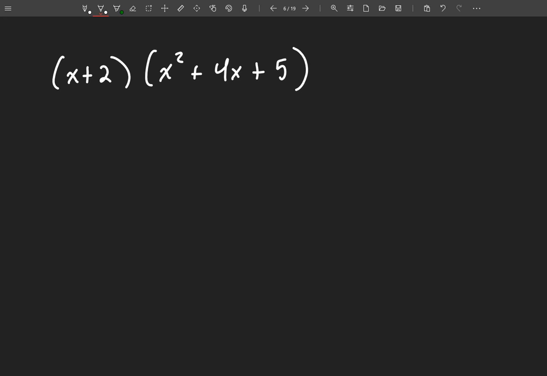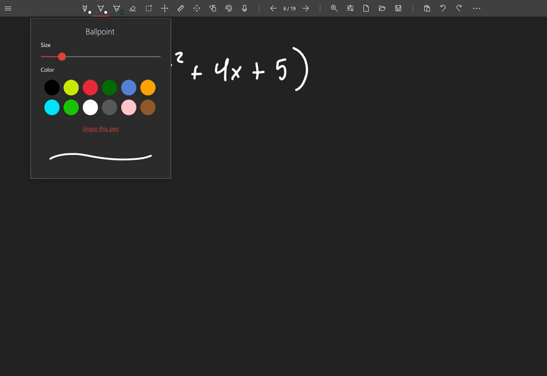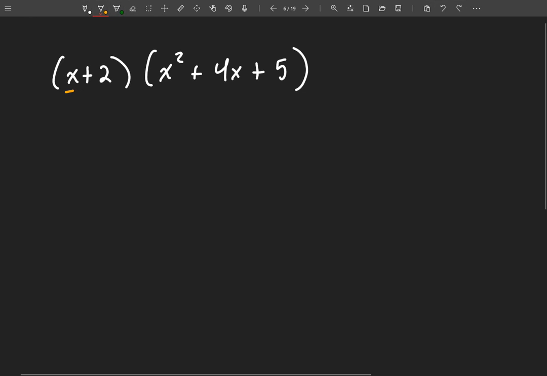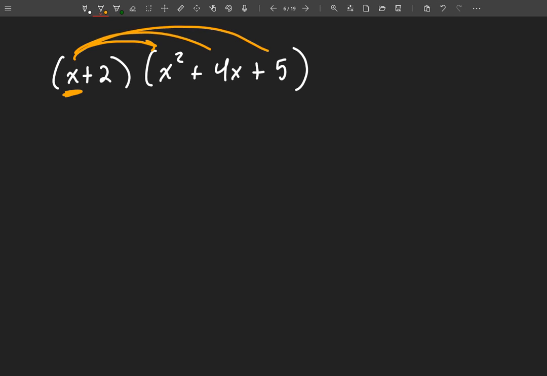This is why I say that I don't usually like to use the term FOIL. Again, there's nothing wrong with it, but FOIL only works for things that are 2 pieces and 2 pieces. But I have 2 pieces and 3 pieces, and so that whole concept breaks down. But if you think about this as distributing, there's no reason why there has to be only 2 pieces here, right? Why can't there be more than that? The concept is the same. So what I'm going to do is distribute this first piece, this x, to not only that one and that one, but also the third one. I'm just going to distribute it to all 3 of them.